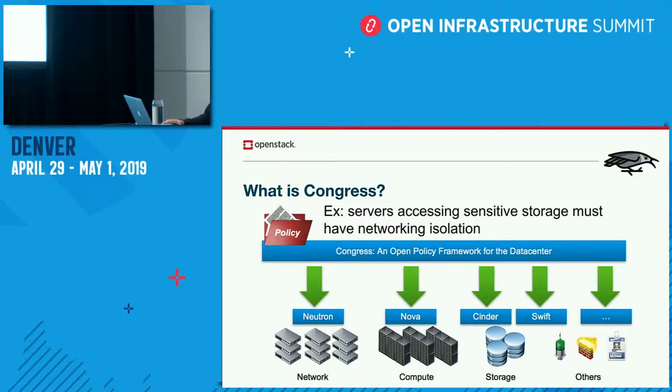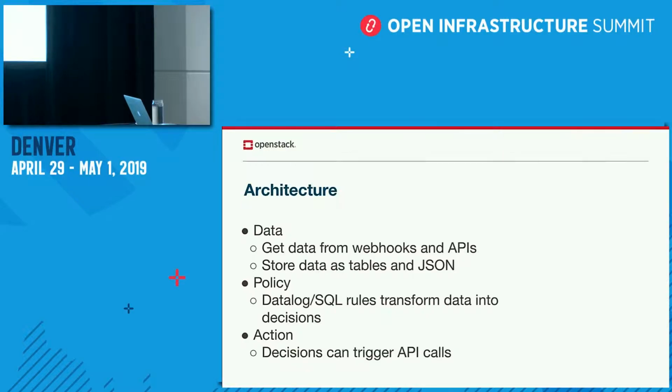Now, how does it work? At a high level, the architecture is very simple. There are three pieces. First, there's the data. Congress gets data from webhooks and APIs, and then stores the data as tables and JSON. Second piece is the policy. In Congress, policy is represented as a collection of Datalog or SQL rules, and these rules transform the data collected into policy decisions. These policy decisions can be used and queried by both humans and services.